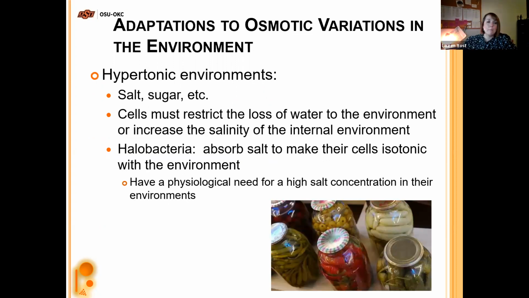Of course, that's going to require energy, so they have to have some way to deal with that. Then we have those that are adapted to hypertonic, so they can live in places like high salt and high sugar environments. So the cells must restrict the loss of water to the environment or increase the salinity of the internal environment. So halobacteria, halo being like halogen, so those are the salt ones. Halobacteria like salt, they absorb the salt from around them to make their cells isotonic with the environment, but then they're not hypertonic, they're isotonic.